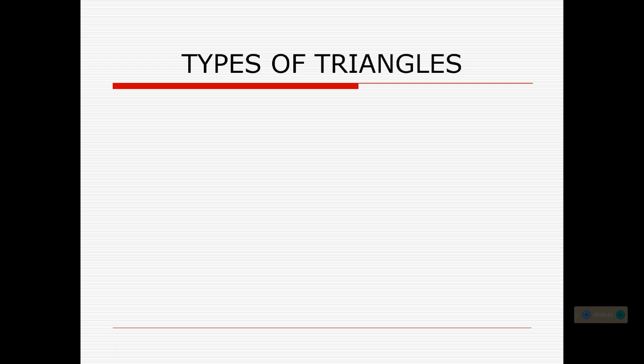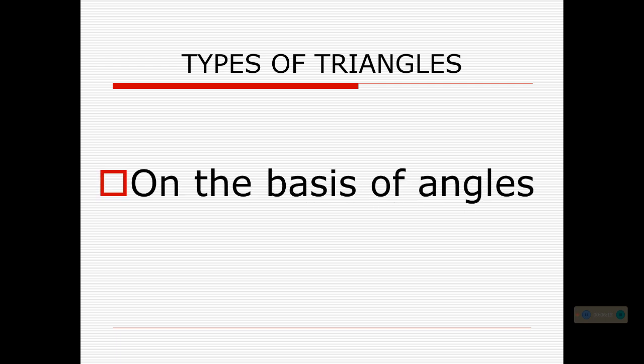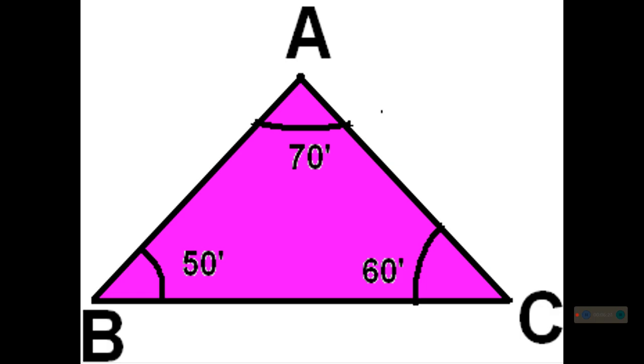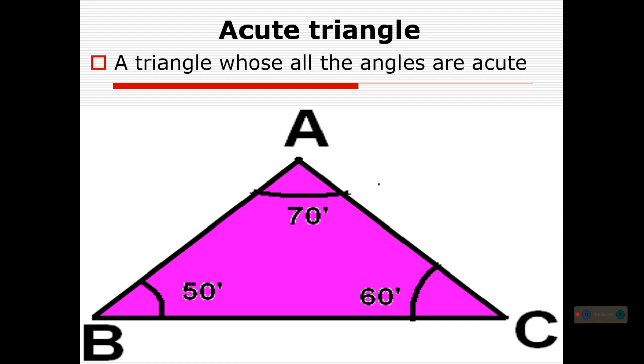So let us have first the types of triangles on the basis of angles. Okay, so how many types of triangles do we have according to angles? Yes, we have 4. So we have here triangle ABC with measures 50 degrees, 60 degrees, and 70 degrees. Okay, so this is an example of an acute triangle because it is a triangle whose angles are all acute.